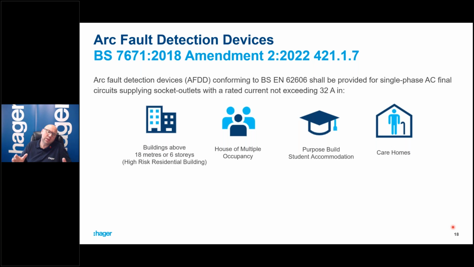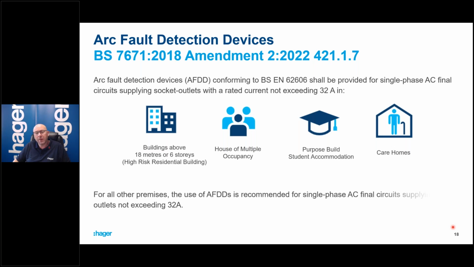So we ended up with a situation where we didn't have a mandate across all circuits and all areas, but areas that were justified as needing this higher level of protection. And because it was a recommendation in the 18th edition for all areas, it remains a recommendation for socket outlet circuits in other premises.